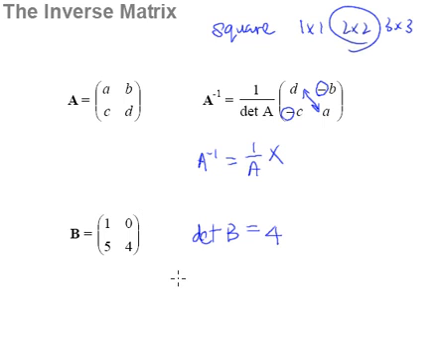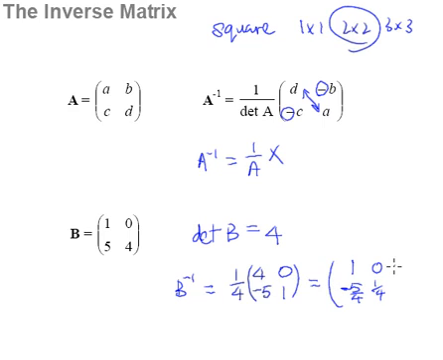According to the formula, the inverse of matrix B will be 1 over 4 multiplied by the rearranged matrix. The a and d swap places, so 1 and 4 becomes 4 and 1. Negative 0 is still 0, but here this will be a negative 5. This is our inverse of B. You may choose to multiply in the 1/4, in which case you will get this result. It doesn't matter whether or not you multiply in the constant.